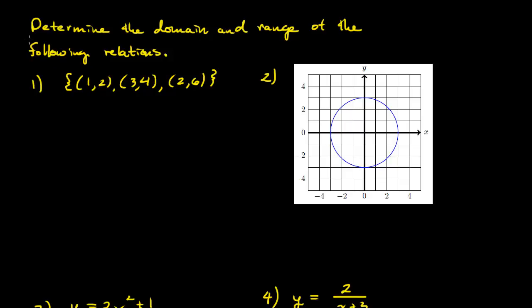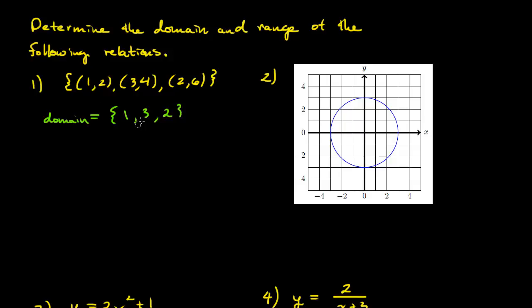So if we want to determine the domain and the range, well, the domain is just the set of all of the independent values in this relation. So in this case, it's just the set of all the x values in these coordinates or these ordered pairs. So let's write out the domain is 1, 3, 2.